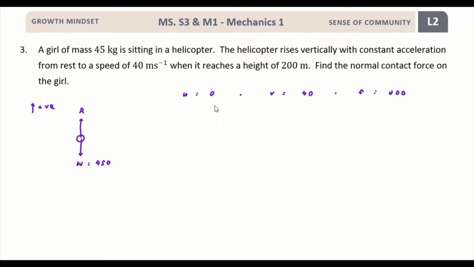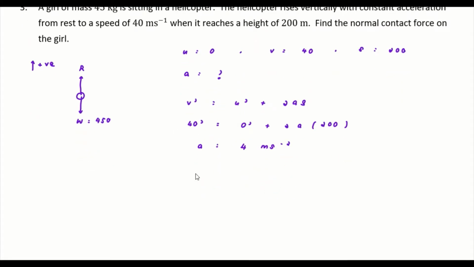Okay, so let's try to find the acceleration. We have U, V, S, and we want to find A, so we can use V square equals U square plus 2AS. So 40 square equals 0 square plus 2AS. Okay, so from here, I can get my acceleration equal to 4 meters per second square. After I found this, I can try to substitute already. So net force is actually equal to m times a.